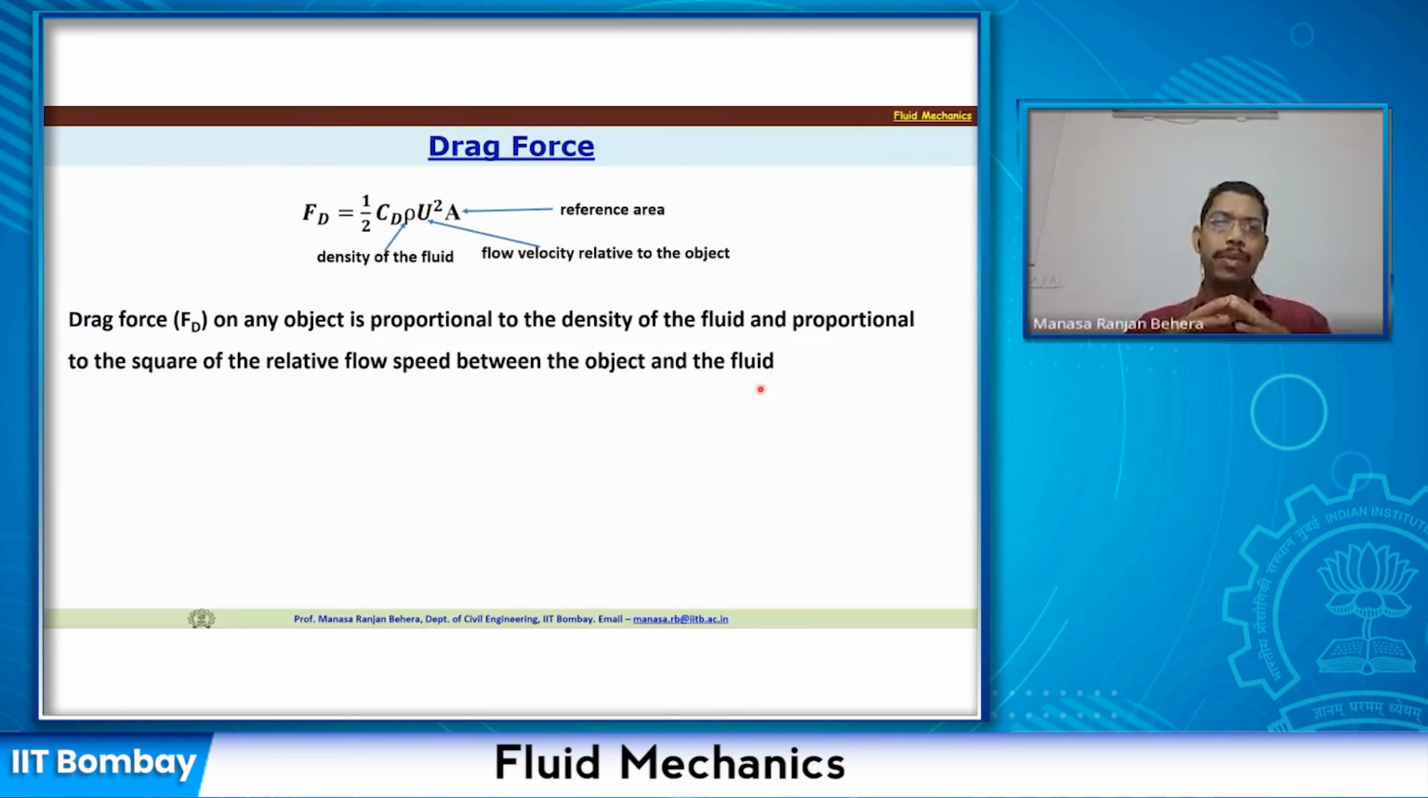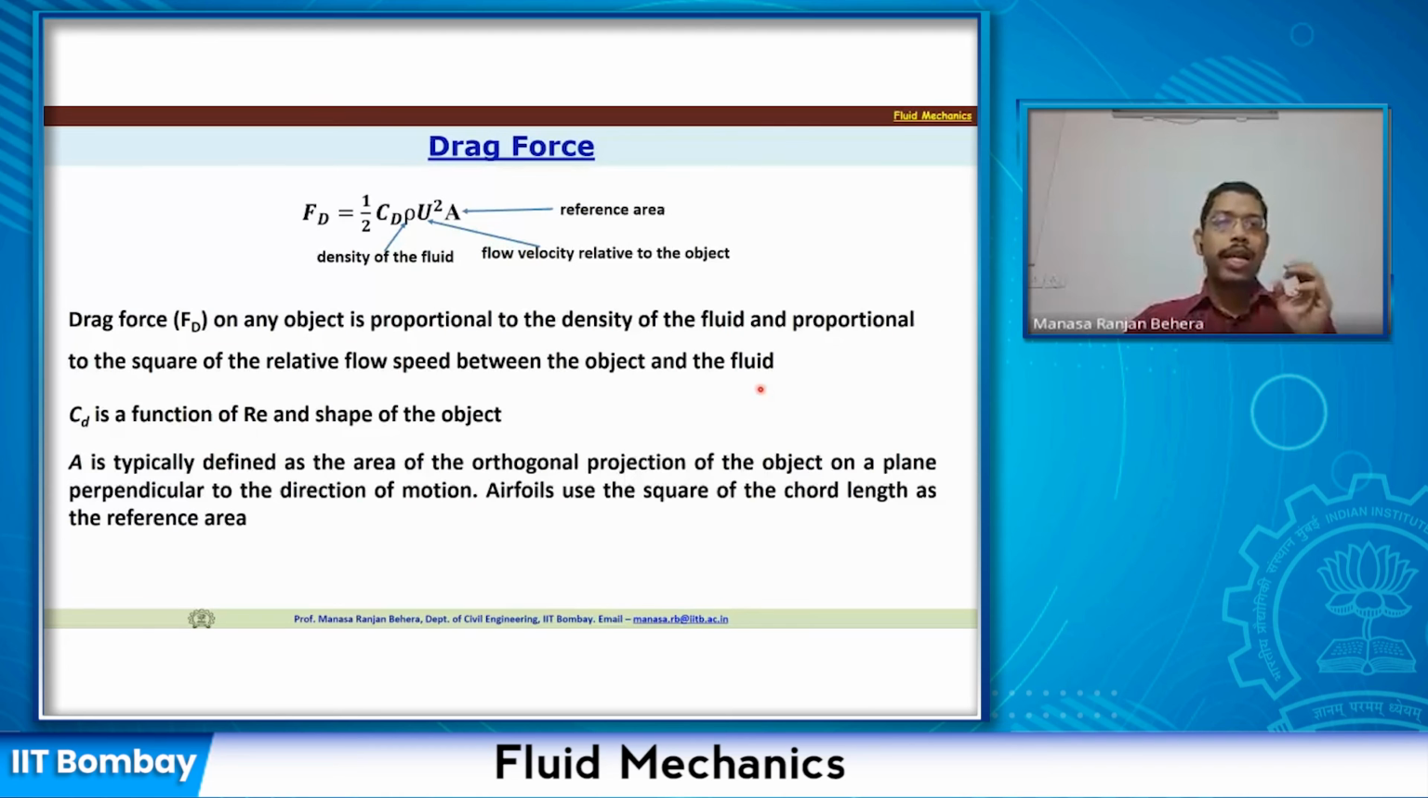So drag force FD on any object is proportional to the density of the fluid, proportional to the square of the relative flow speed between the object and the fluid. Okay, and CD is a function of Reynolds number. We have already seen CD is a function of Reynolds number and shape of the object. And A, which is the reference area, is typically defined as the area of the orthogonal projection of the object on a plane perpendicular to the direction of motion.